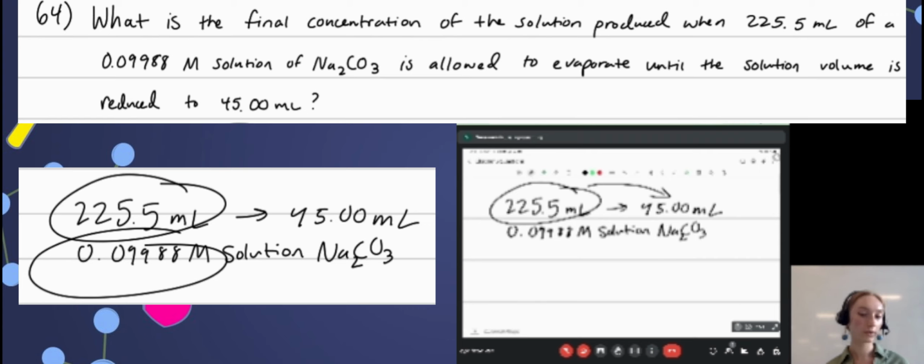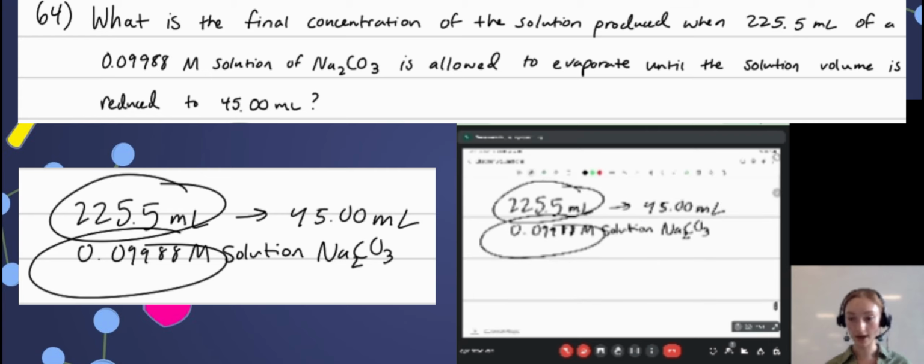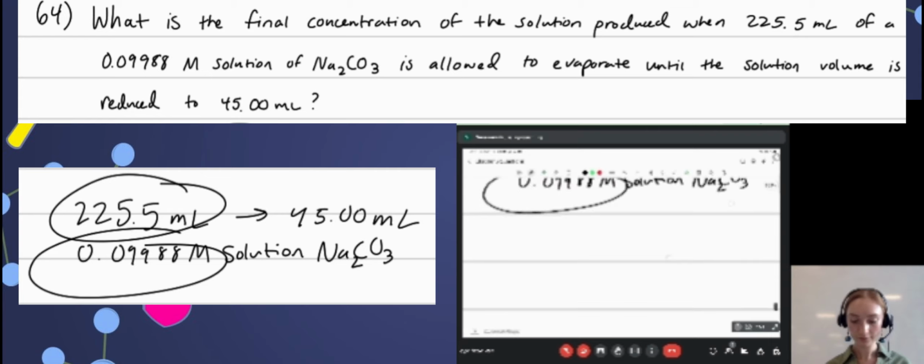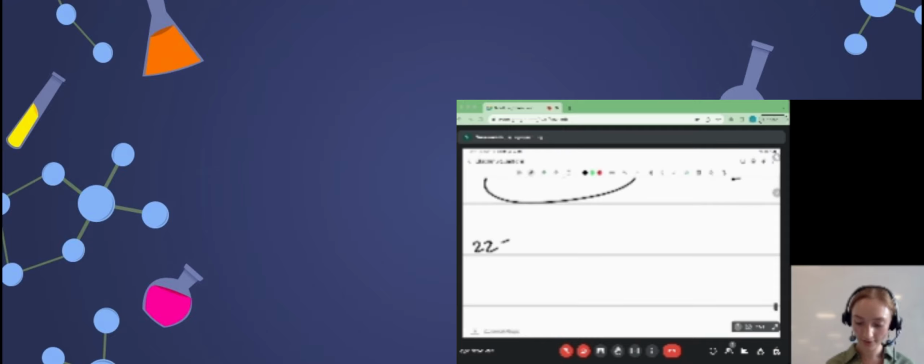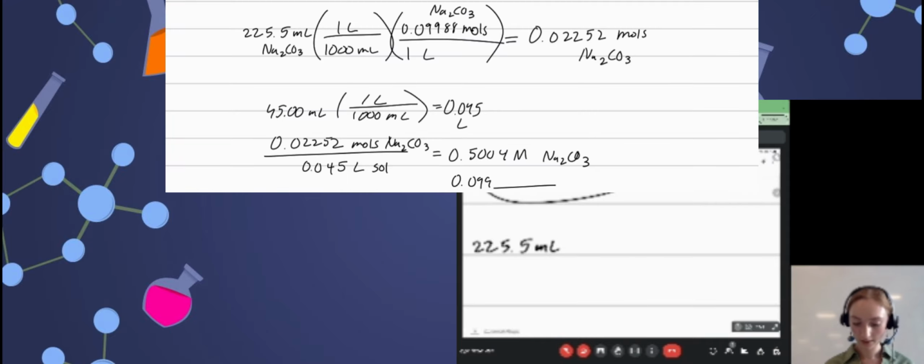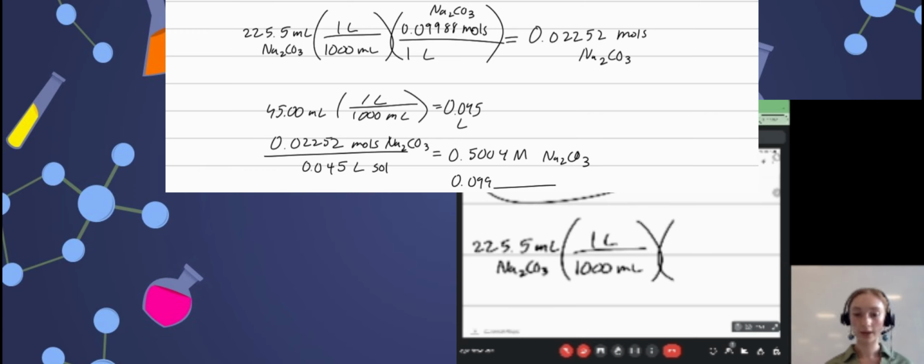So we're going to start out with how much stuff that we have, and then figure out how many moles of this solute is in the original solution. In the original solution, we have the molarity, and we have 225.5 milliliters of this solution. So we're first going to start out with that to convert to moles. We have 225.5 milliliters of sodium carbonate, and we want to go from milliliters to liters, so there's 1,000 milliliters in 1 liter. And now that we're in liters, now we can use the concentration.